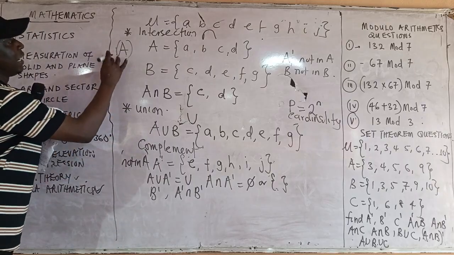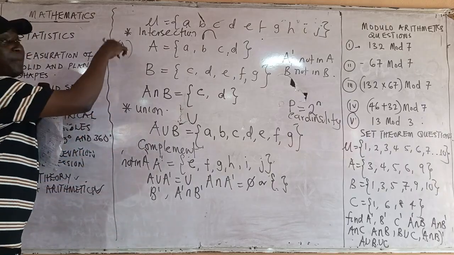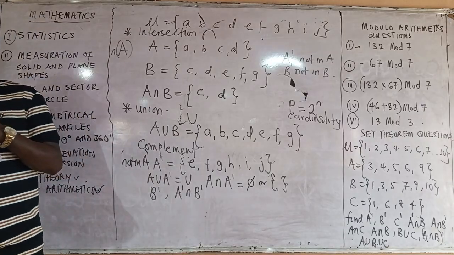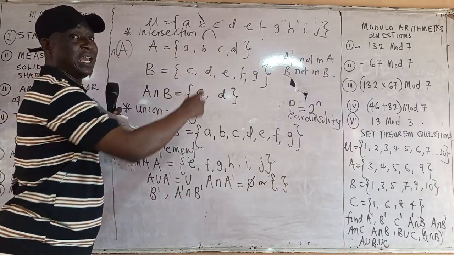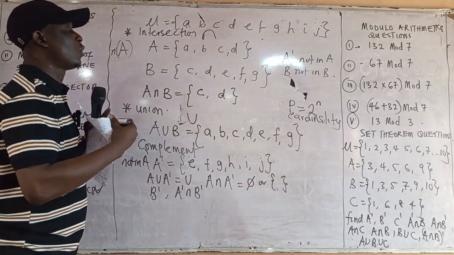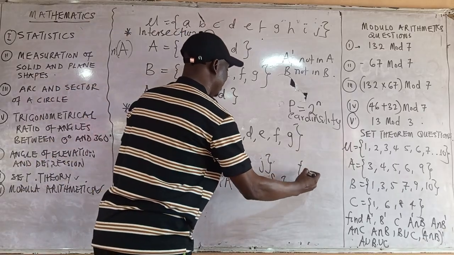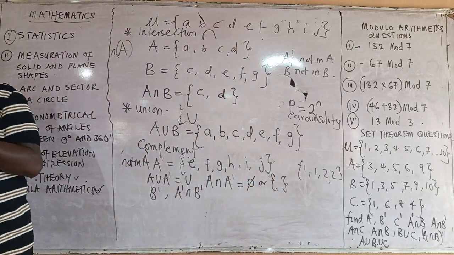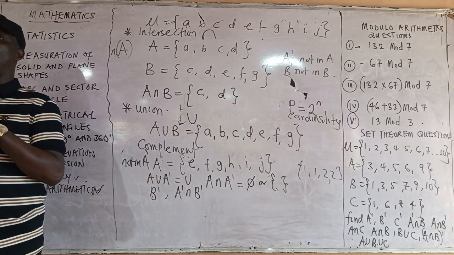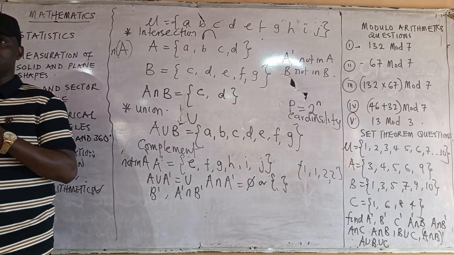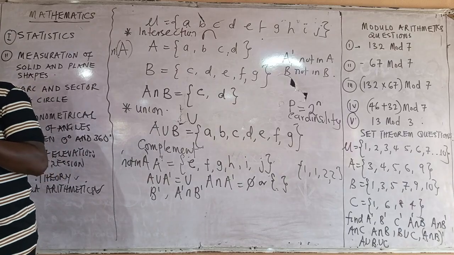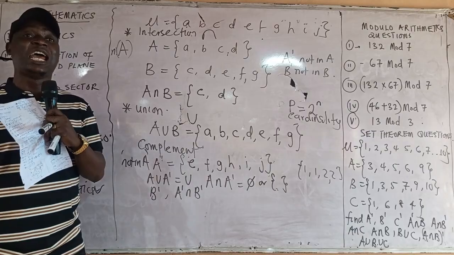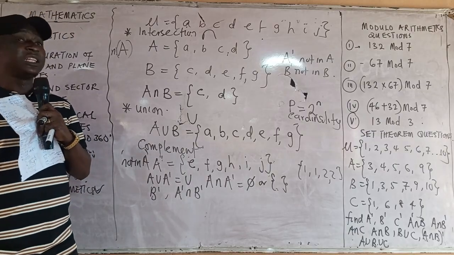Anytime you write n before the open bracket A, that means you are looking for the number of elements in A. How many elements do we have here? 4. I want to ask you a question. How many elements do we have in 1, 1, 2, 2? 2. Why? Because they are indistinguishable.